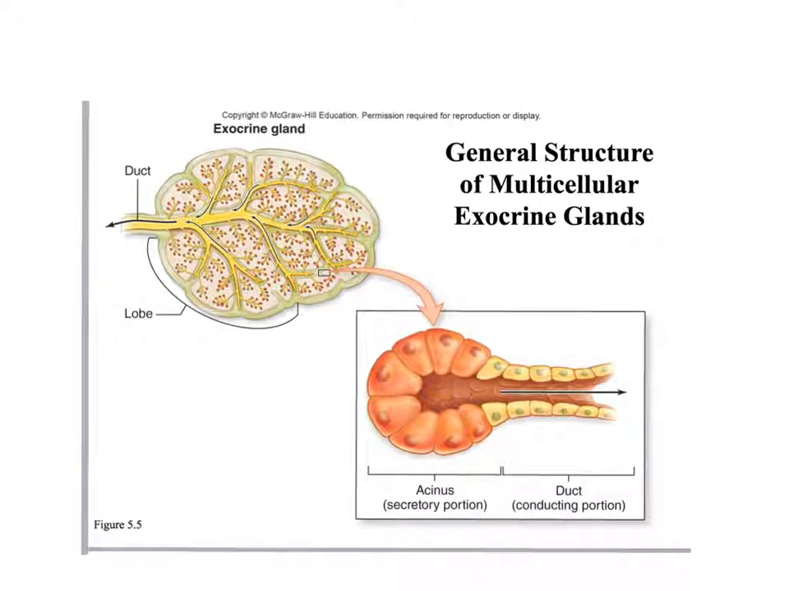Here's the structure of the multicellular glands. There are multiple ducts. Here's the acinus, which produces what will be released. It goes into the duct, and then the conducting duct collects it and moves it down through more tubes, eventually out of the body. For example, this is the structure of the mammary gland. Milk is produced in the acinus and then is transported down the duct, eventually out of the body.